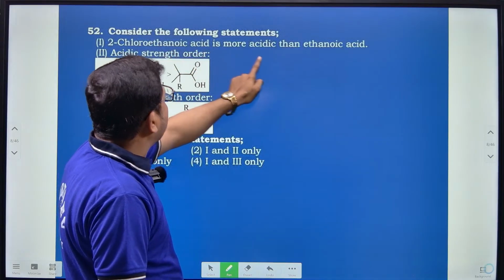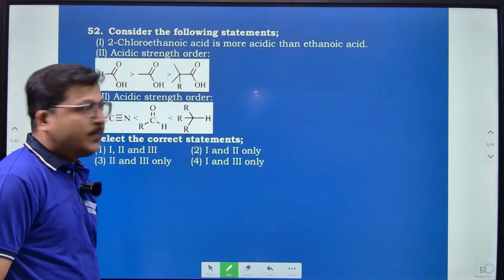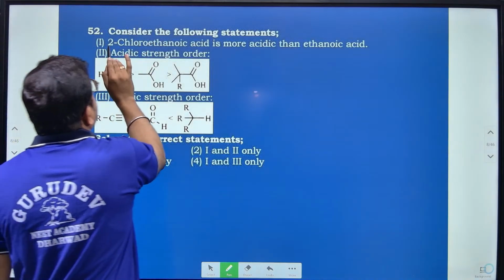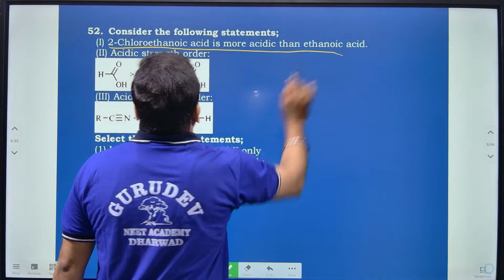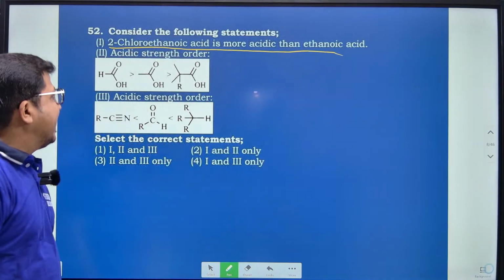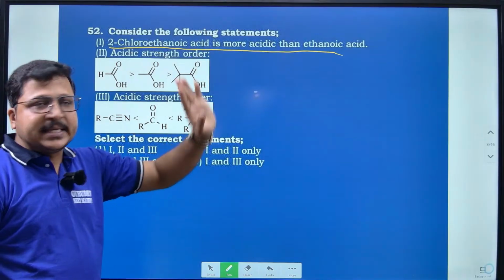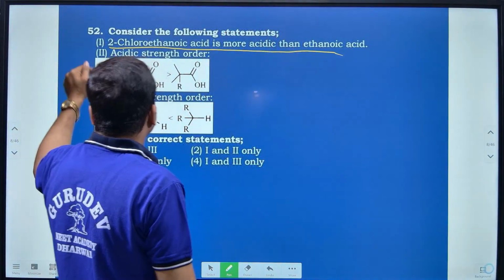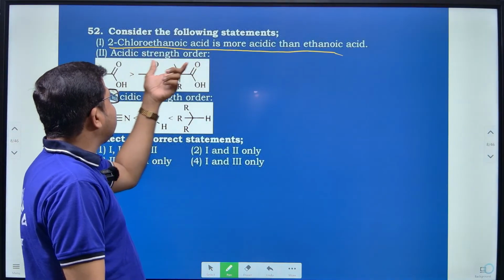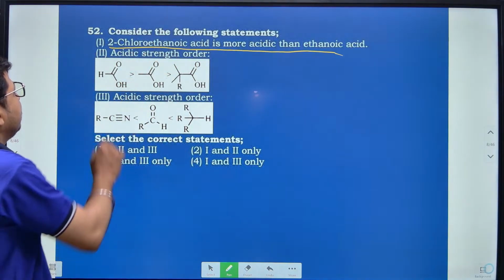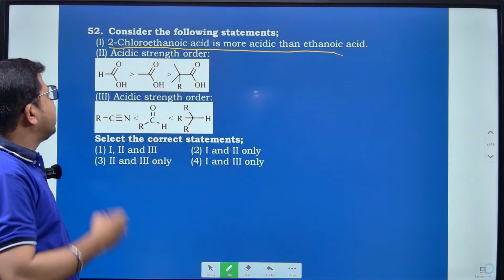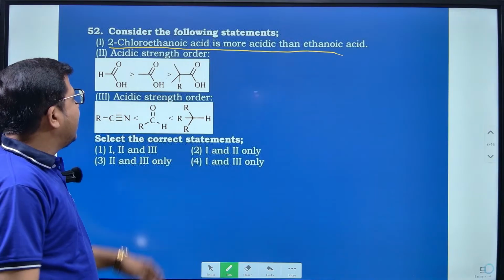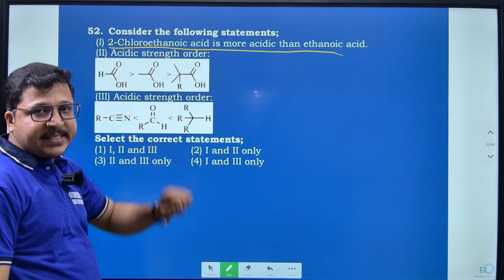2-chloroethanoic acid is more acidic than ethanoic acid. For the option, they have given compound 1, that is 2-chloroacetic acid. Ethanoic acid is nothing but acetic acid, and 2-chloroacetic acid is more acidic than ethanoic acid. Next, the acidic strength order given below is formic acid greater than acetic acid, and acetic acid greater than the alkyl, 2-methyl substituted acetic acid.